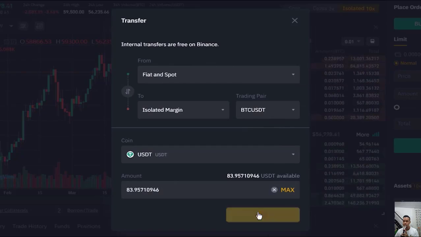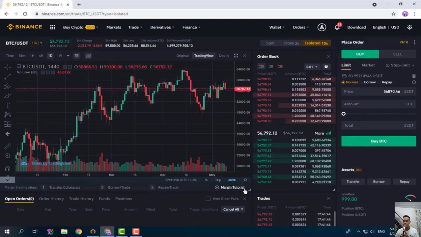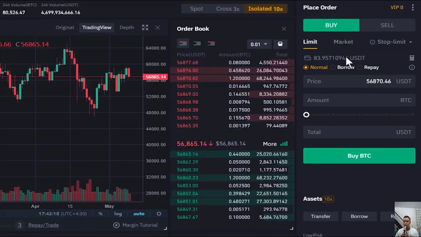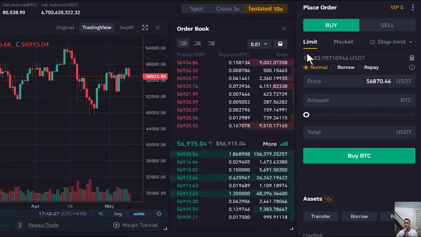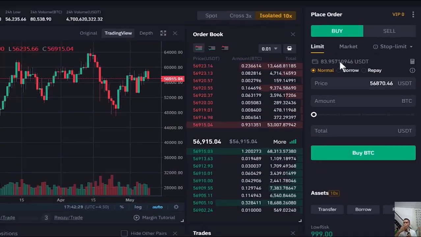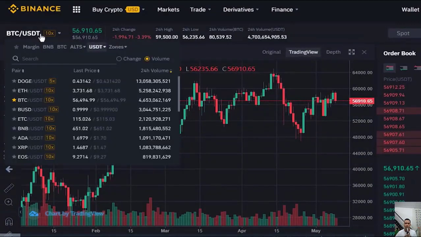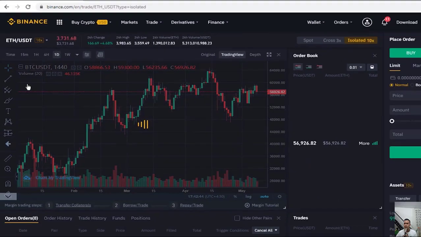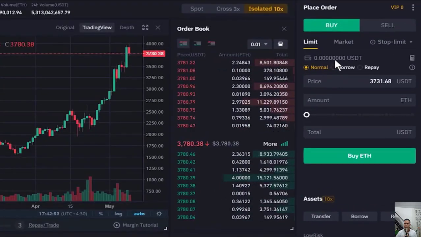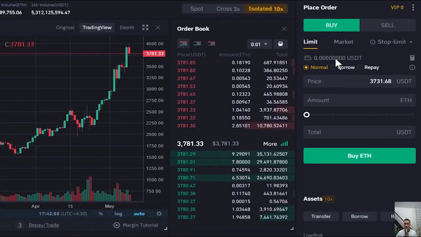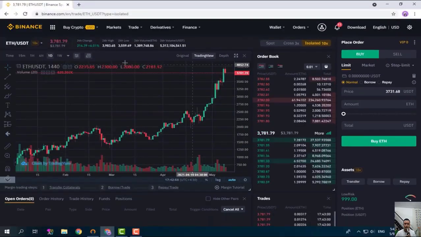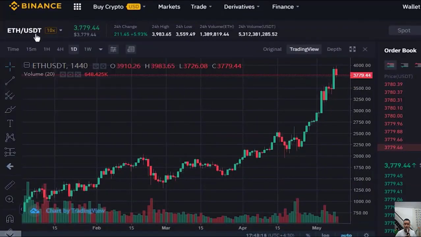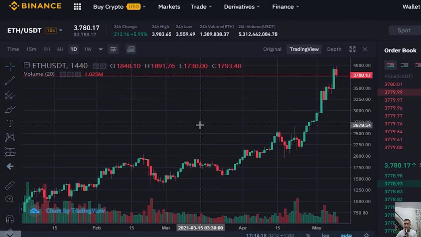Let's click on confirm. Transfer successful, and here it is. As you can see, we have something like 83 USDTs for trading BTC USDT pair. If, for example, we select another pair like Ethereum ETH USDT, as you can see, we don't have any available fund for trading. We need to transfer coins for this trading pair so that we will be able to trade. I guess you got the point now.